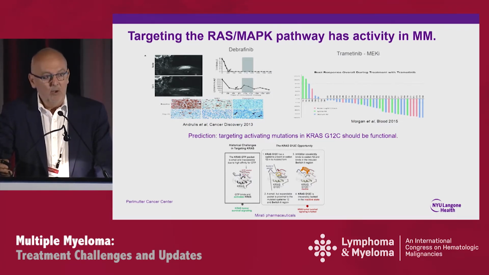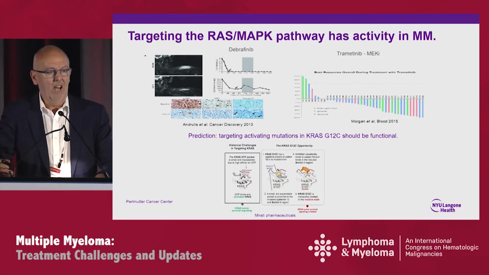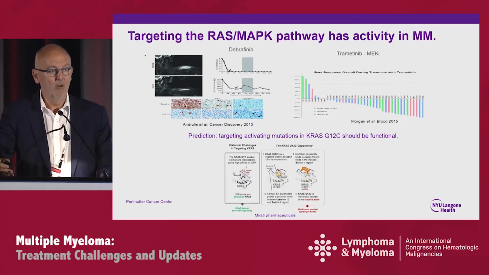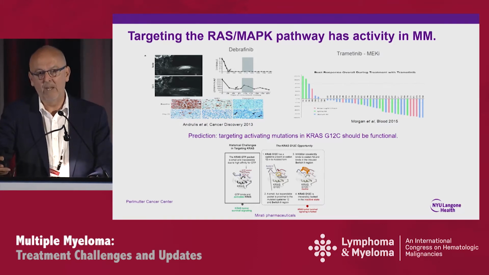There are new drugs available that target specific mutations. It's a very clever way of holding that in the off conformation. And so in rare clinical cases, you may be able to target this pathway. Overall, about 50% of all myelomas have an abnormality of this pathway, so it's not to be ignored as a therapeutic target.